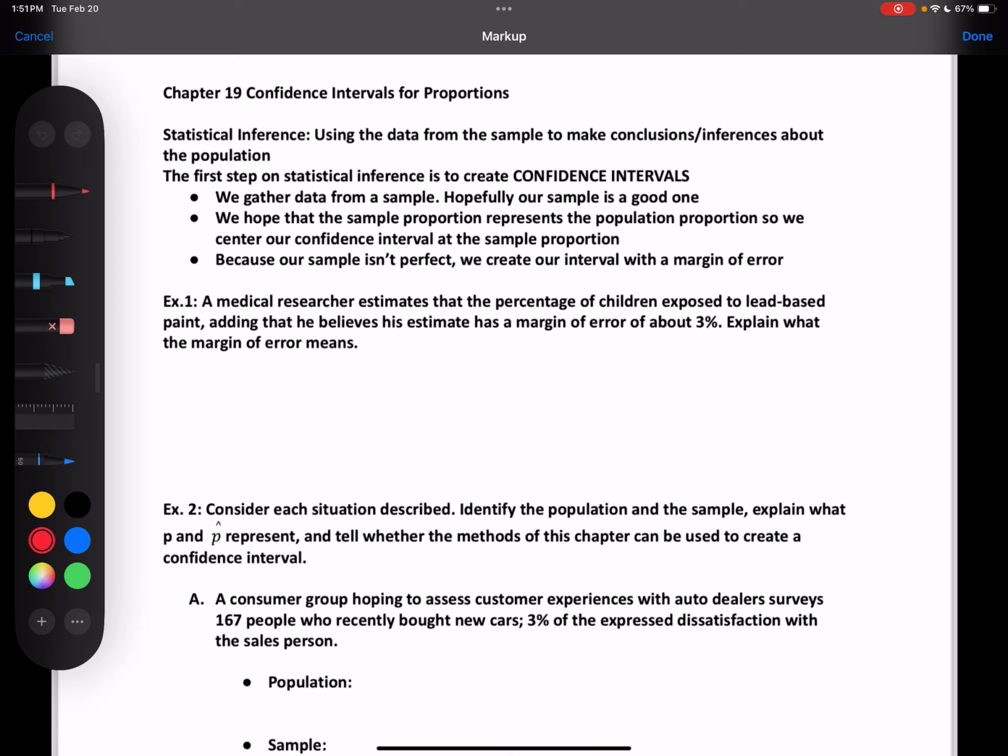Okay, chapter 19, confidence intervals for proportions. So, statistical inference: using the data from the sample to make conclusions or inferences about the population. Basically, we're using our small sample to create assumptions about the entire United States, for example.